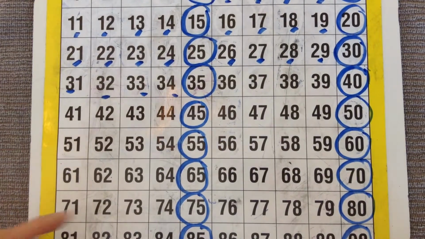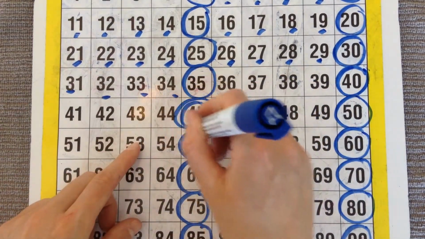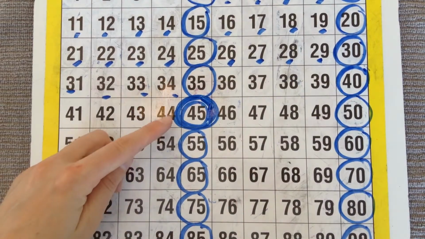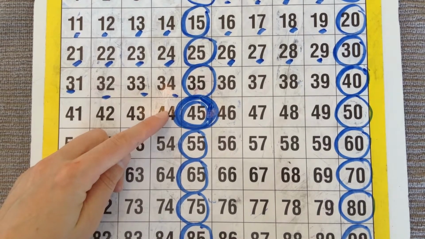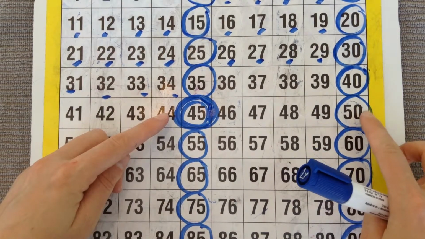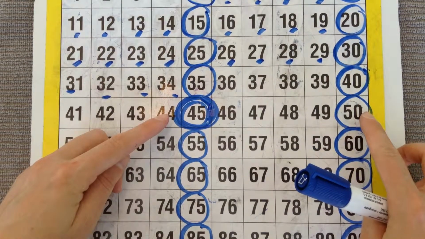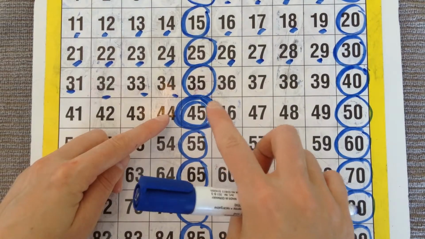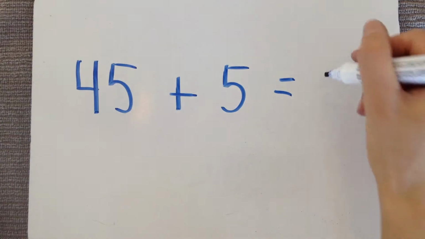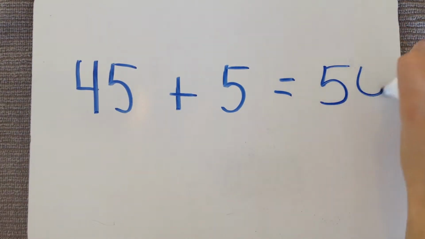Let's have a look. Where is 45? Here it is. I'm going to make it nice and dark. Here's 45, so if I get 5 bigger, I just have to think, what would I say next if I were skip counting by fives? 50. That's the next number I would say. It's 5 bigger than 45. 45, 50. So our answer is 50.